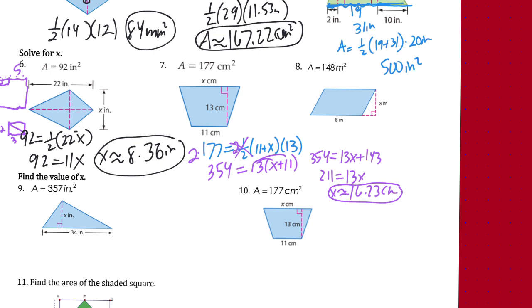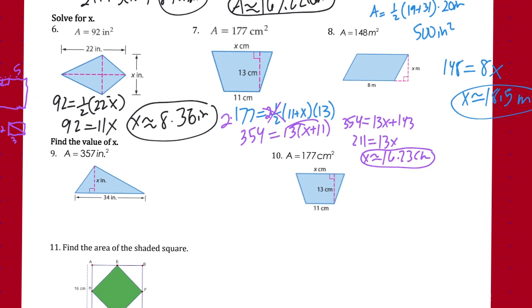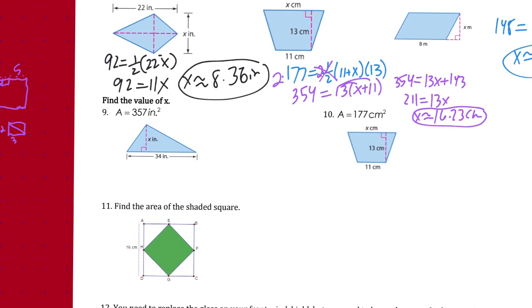This is a parallelogram. The formula is base times height equals the area. So 148 equals the base 8 times the height x. If you want to solve it, you divide both sides by 8. X is going to be equal to 18.5, and that's in meters. So set the area equal to the formula and plug in what you know, solve for what you don't.